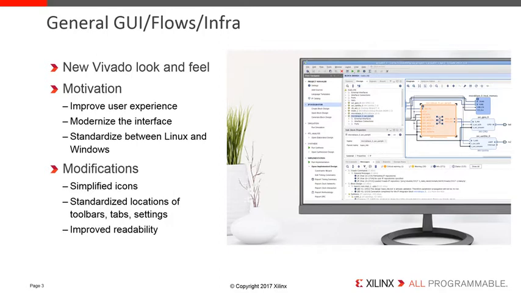In 2017.1, we are introducing a new look and feel in Vivado. The motivation behind these changes is to improve the user experience by simplifying the icons, improving readability, and standardizing toolbar locations, tab locations, and settings. Because much of the code the Linux GUI is built on is no longer supported, being able to reduce development effort towards OS customizations will allow us to spend more time on features.